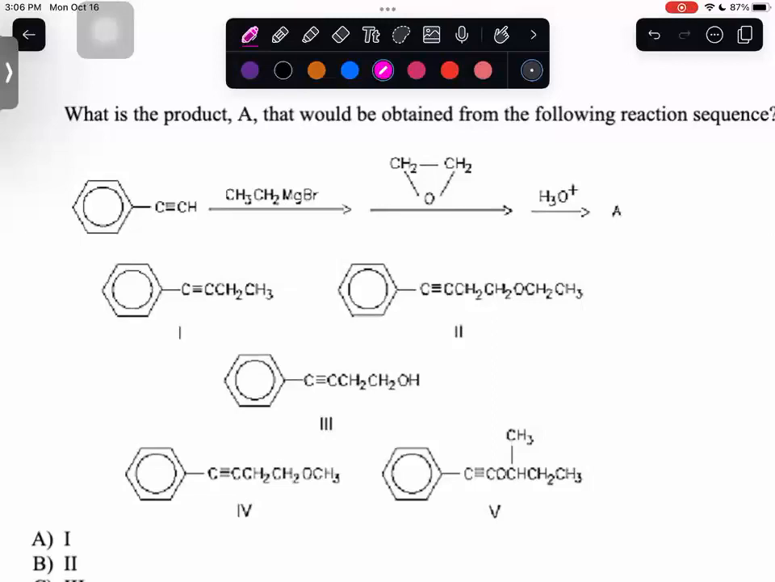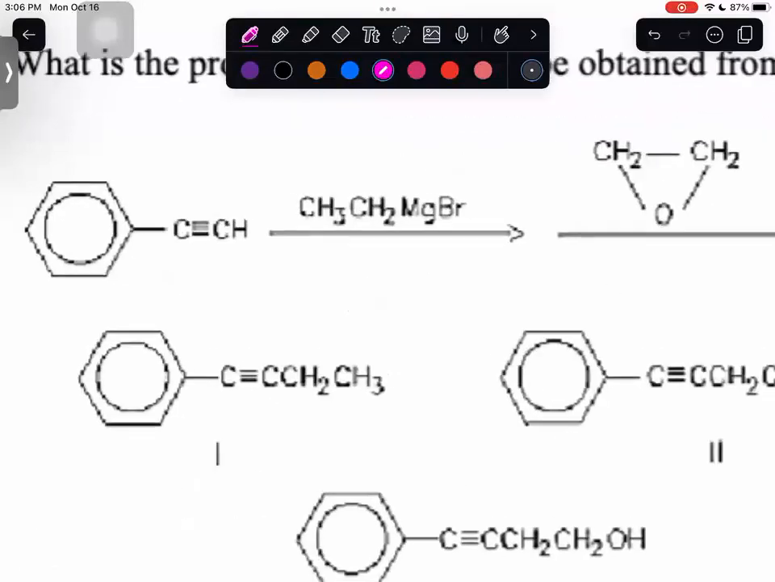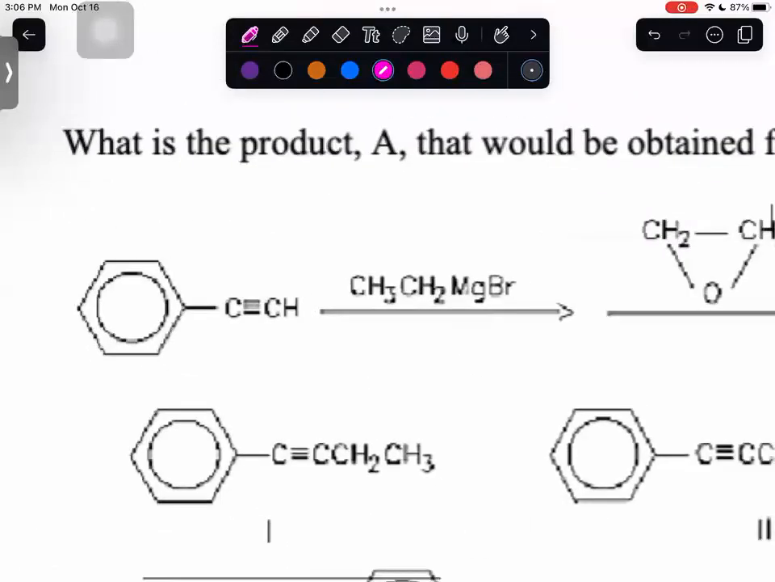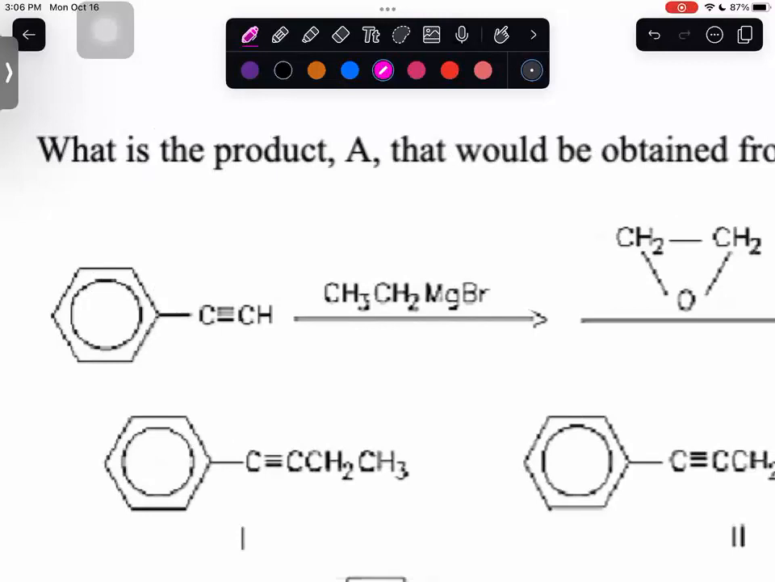So multi-step synthesis, that means you have multiple reagents. Now, very first reaction, we have to notice that we're starting with a benzene group that has a triple bond, an alkyne, right? Now, the reagent, it's a carbon chain with MgBr. What kind of reagent is that? It's Grignard's, exactly. This guy, it's Grignard's.